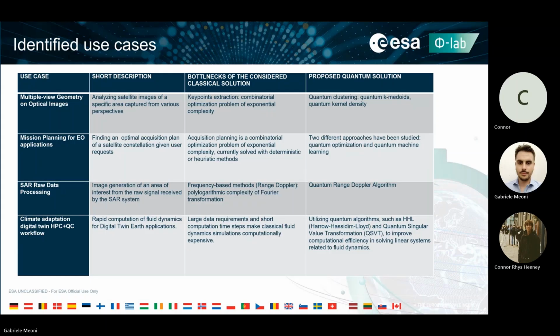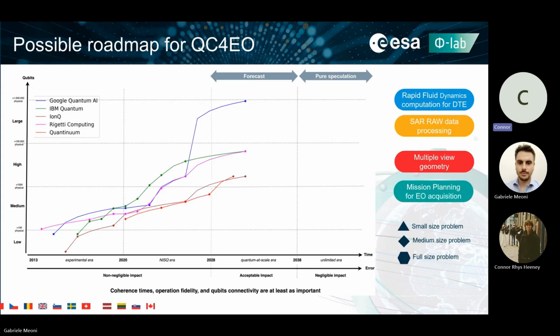instance. Then there is the climate adaptation digital twin. Digital twin, especially when you want to solve fluid dynamics problems, might have a large data requirement and might need a short timestep that makes the problem very computationally intensive. There might be quantum algorithms that can solve that, just to give you an idea. Of course, we are well aware that this is not doable today. This is a possible roadmap for quantum computing.